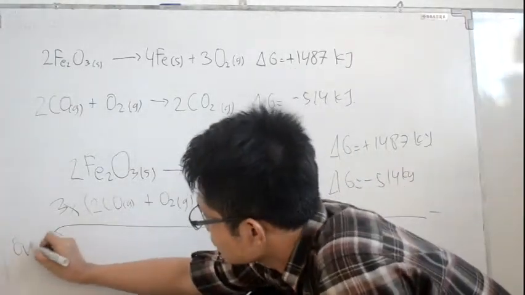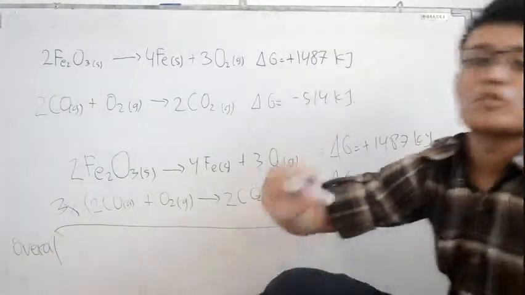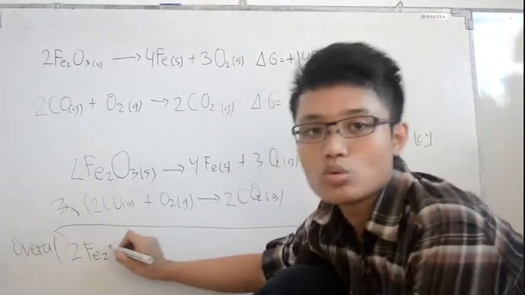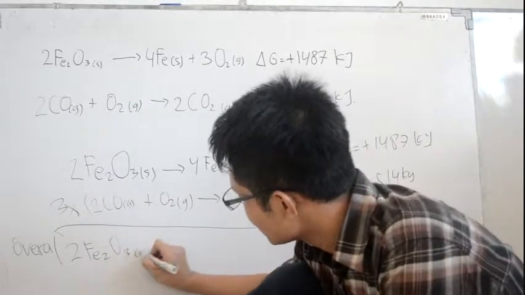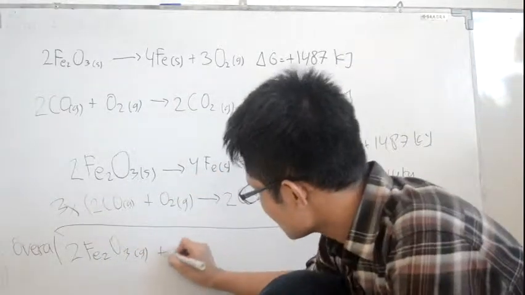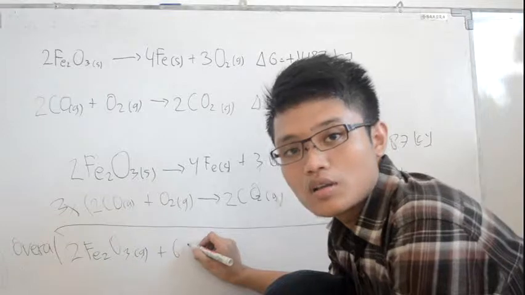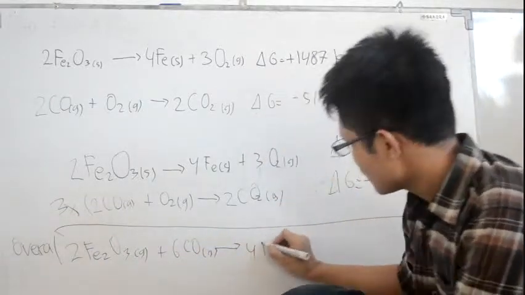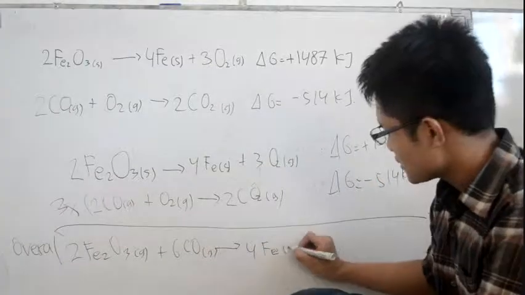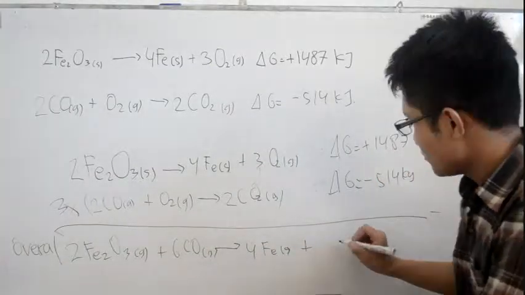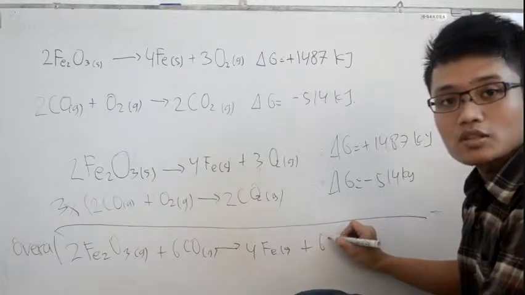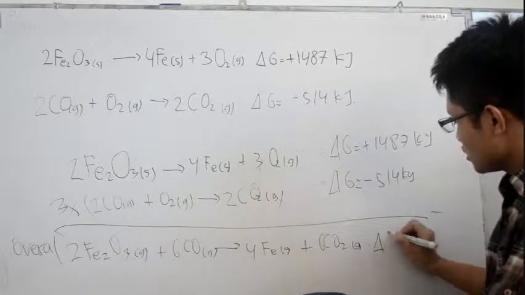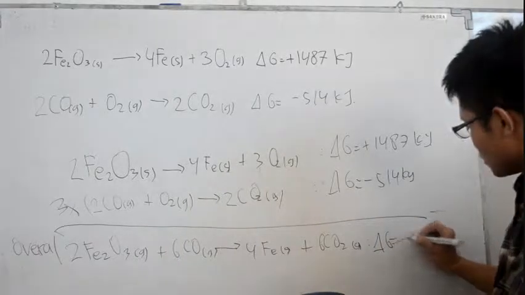Overall is 2Fe2O3 plus 6CO gas state becomes 4Fe as solid state plus 6CO2 gas state, and delta G equals minus 56 kilojoules.